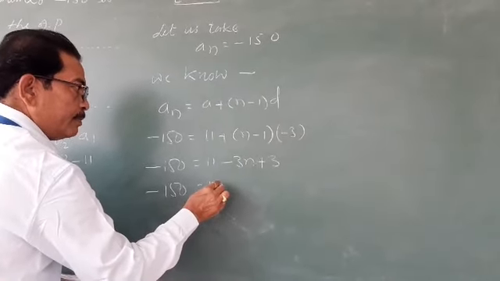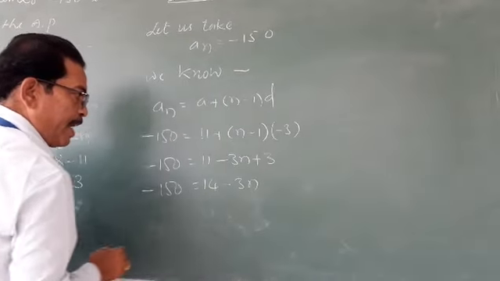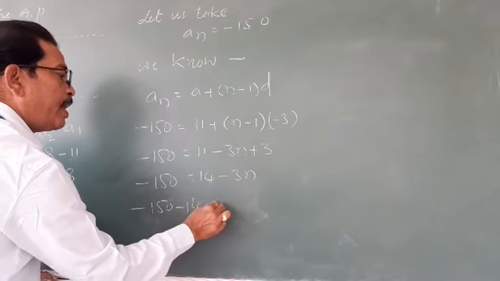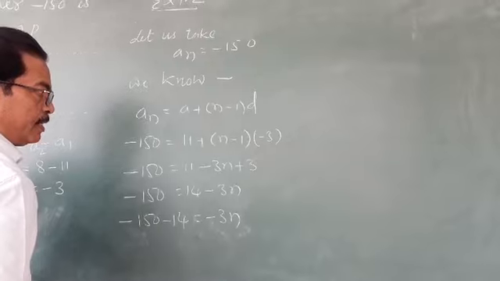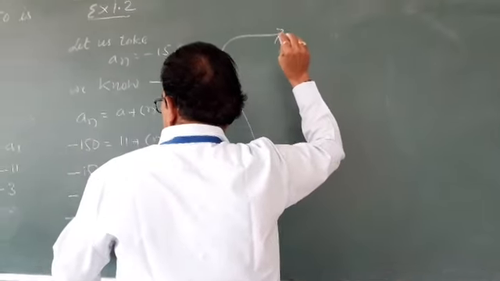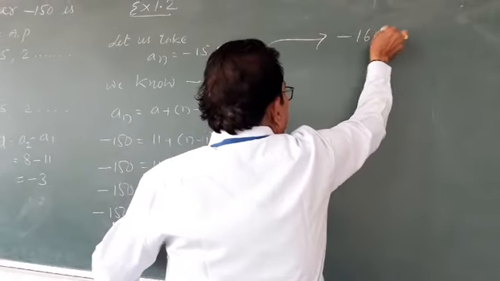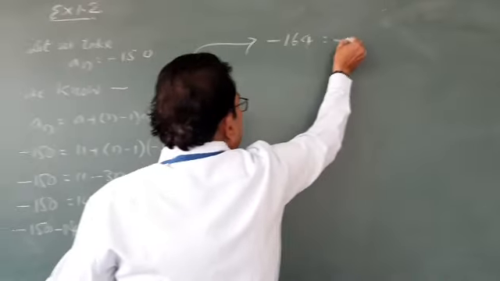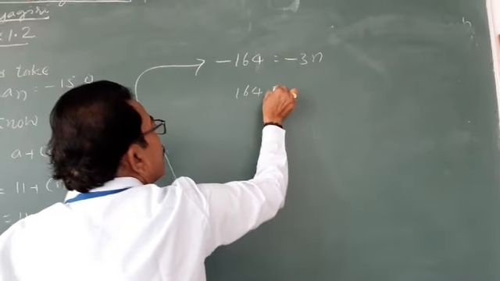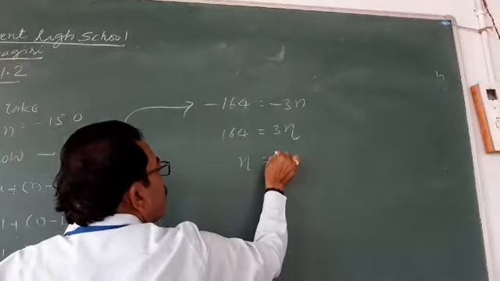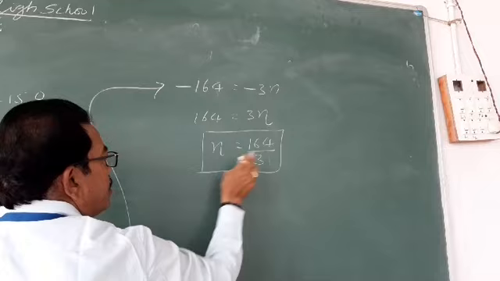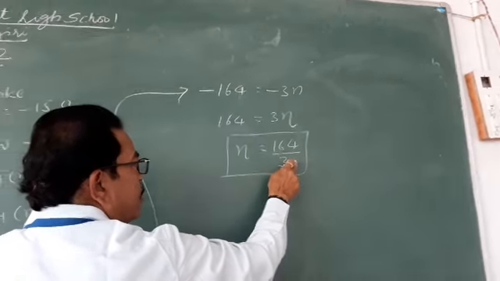14 minus 3n. Okay, minus 150 minus 14 equals minus 3n. Then minus 150 minus 14 is minus 164 equals minus 3n. Okay, signs are same. Let us leave the sign. 164 equals 3n. n equals 164 divided by 3. This is not divisible. 164 by 3 is in fractional form.